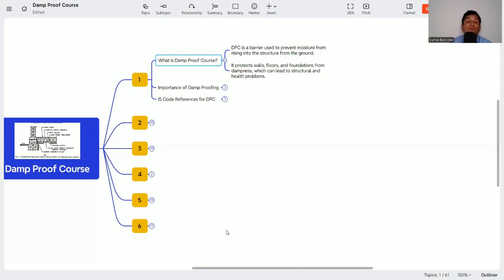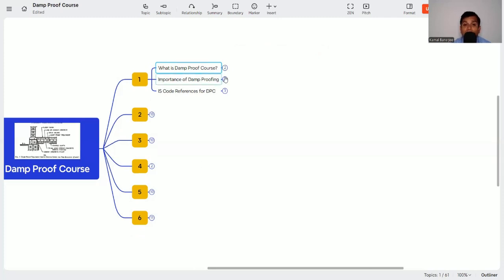structure, and it protects walls, floors and foundations from dampness, which can lead to structural and health problems, and also aesthetic issues. It damages the walls, and it is a common problem on the ground floor itself, where the entire wall gets damaged, the painting, plaster, everything gets damaged. So in order to protect against that, we are introducing DPC in the structure, so it is a barrier.